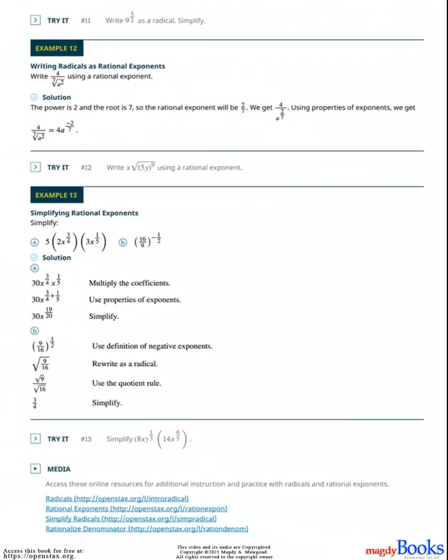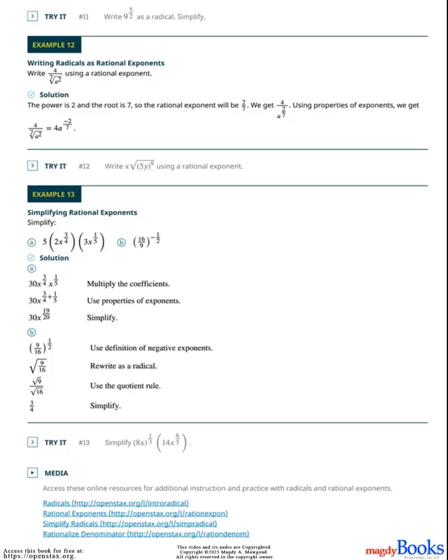Try it, number 11. Write 9 to the power of 5 over 2 as a radical. Simplify. Example 12. Writing radicals as rational exponents.